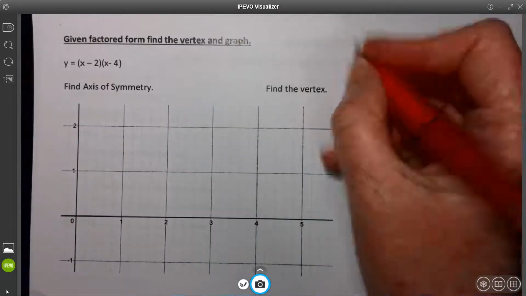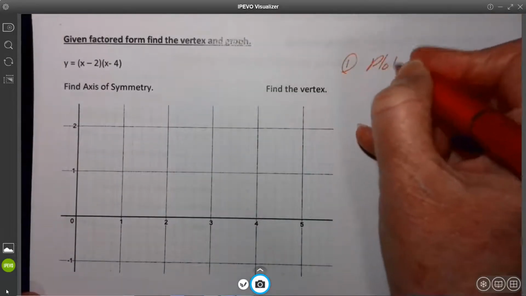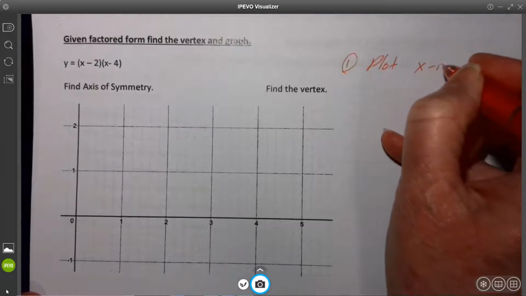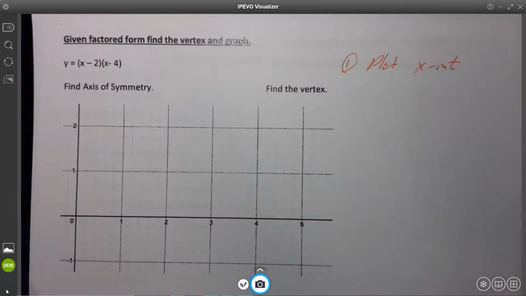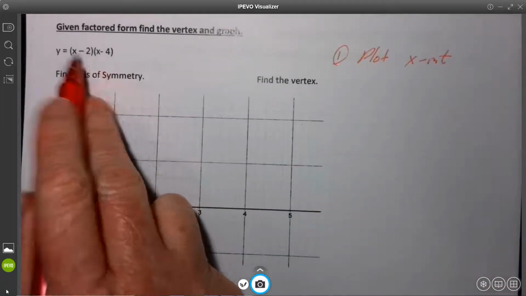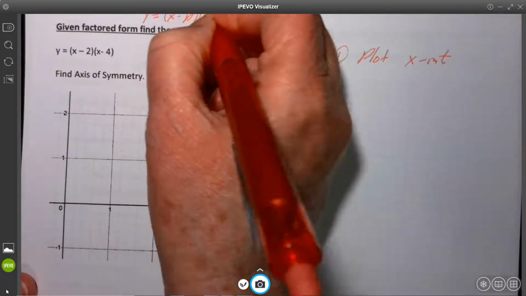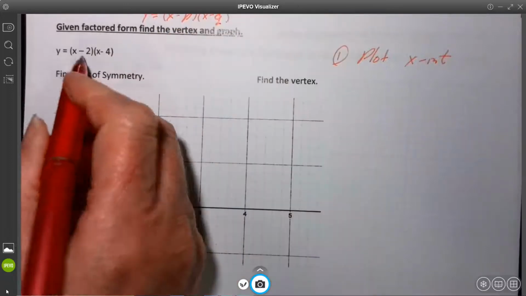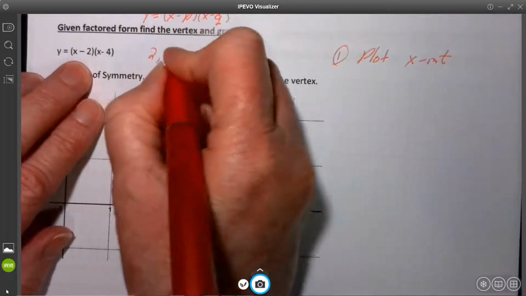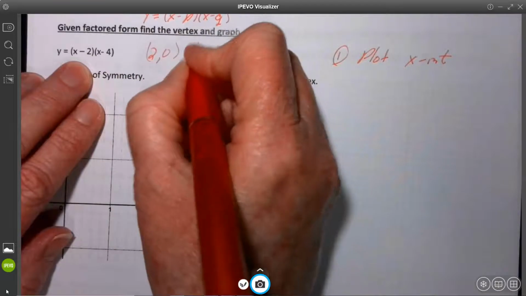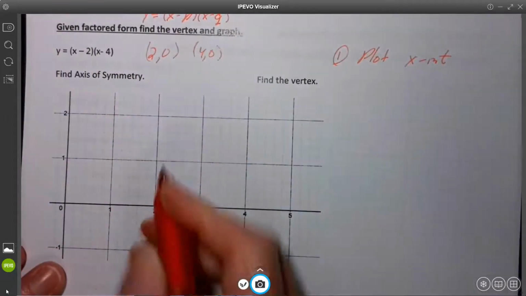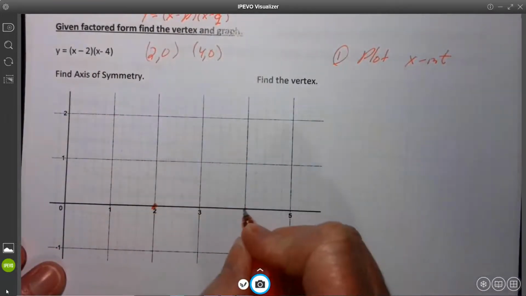So we're going to start off by plotting our x-intercepts. So plot the x-intercepts. So notice that in factored form, it's always y is equal to (x minus p)(x minus q). So we want a 0. That means my x-intercepts are 2 and 4. So 2 and 4.